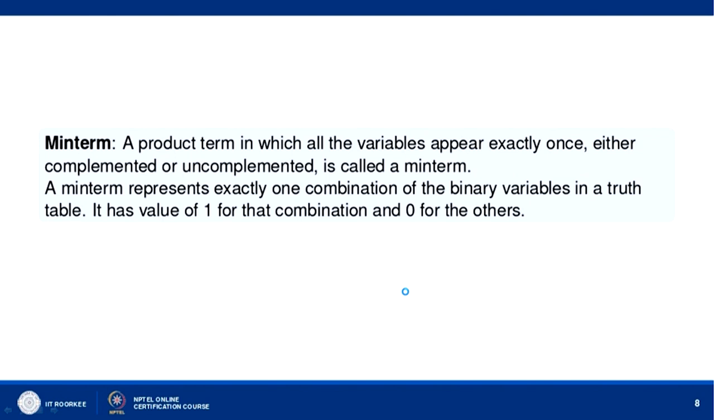Now, let us define a min term: a product term in which all the variables appear exactly once, either complemented or uncomplemented, is called a min term. This we defined in the previous lecture also. We have defined it again to emphasize it, because we are going to use it when we discuss Karnaugh maps. Again here, a min term represents exactly one combination of the binary variables in a truth table. It has the value 1 for that combination and 0 for the others, as we shall see while discussing Karnaugh maps.